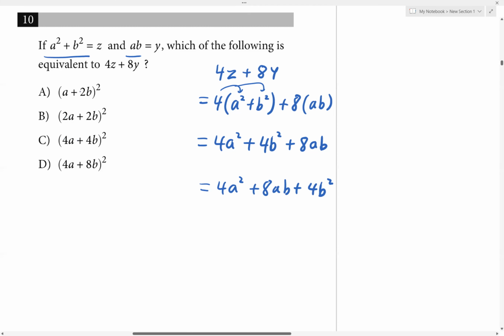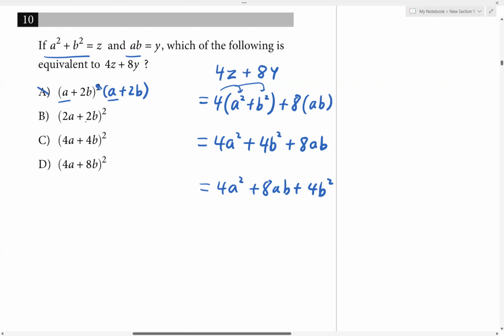Okay, because we know, for example, if you have a plus 2b squared, we can rewrite it as a plus 2b times a plus 2b, right? And if you multiply this out, it will be like the FOIL method, right? First term times the first term. Just from the first term, we can tell, right? It's a times a, that will be a squared. So it won't be 4a squared, right? Just by looking at the first term, we can tell it won't be that one.